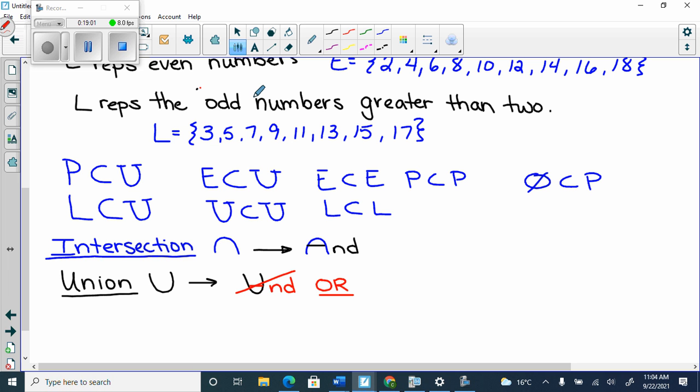So and means you have to have, you're like, no doubt, that's stupid. Yeah, I know, but you guys are going to screw these up. So and means it has to have what? It has to have what, if it means and? Both. It has to have both, correct?